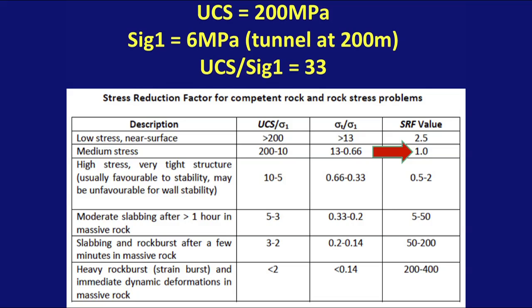The UCS of the rock, again from the exposure one can see that it's good quality rock. So let's assume that the strength is 200 megapascals. And if we consider a tunnel at a depth of 200 meters, say, the vertical stress there might be about 6 megapascals. So the UCS over sigma 1 ratio is 33 in this case. So if you look at the table, the row corresponding with that one is the second row, where UCS over sigma 1 is between 200 and 10, and the corresponding SRF, stress reduction factor value, for that is equal to 1.